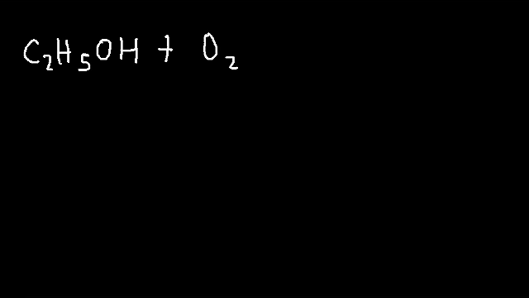In this video, we're going to focus on how to calculate the enthalpy change of a reaction. So consider the combustion reaction of ethanol, C2H5OH. In a combustion reaction, you have a hydrocarbon, which usually reacts with O2. The products of a combustion reaction is always going to be CO2 and water.